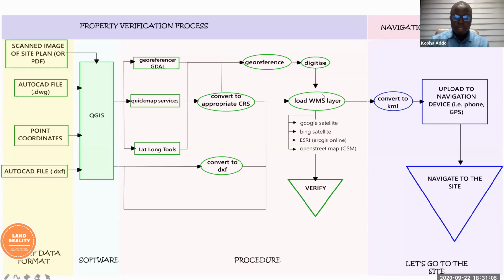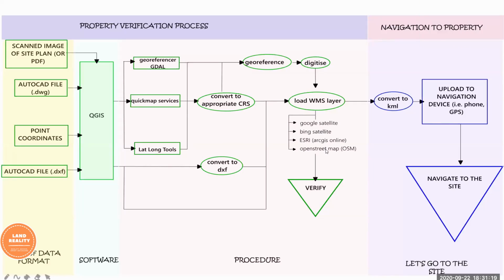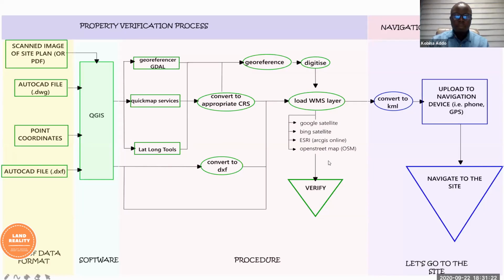The Quick Map Services plugin allows you to load the web map services. For example, we have Google Satellites, what we know traditionally as Google Earth. We have Bing Satellite also. We have quite a number of them, but for our part of Africa, these are the ones I have seen that are relatively current. The rest that are available are not updated.